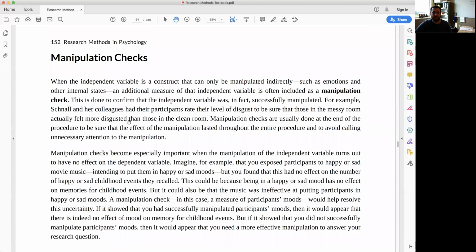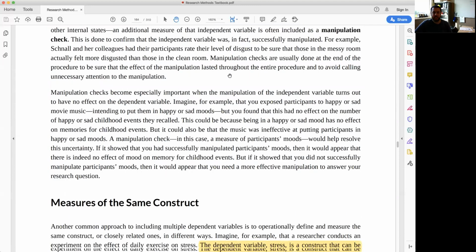Manipulation checks should be done just whenever we're using independent variables that are abstract. You should make sure that whatever you manipulated actually worked the way that you hoped it would.